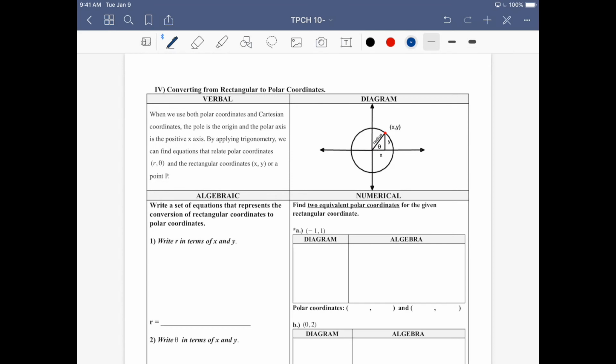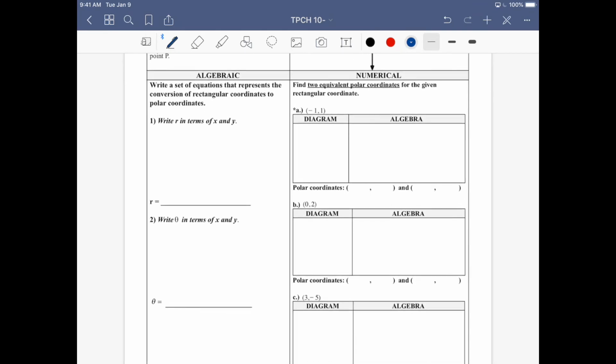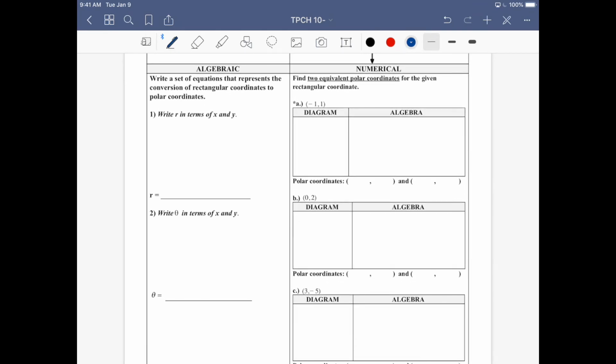Part 4. Converting from rectangular to polar coordinates. So this is the exact same verbal and diagram from the previous page, so I'm just going to go right to the algebraic. It says write a set of equations that represents the conversion of rectangular coordinates to polar coordinates.